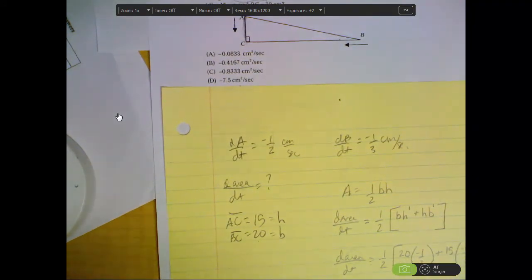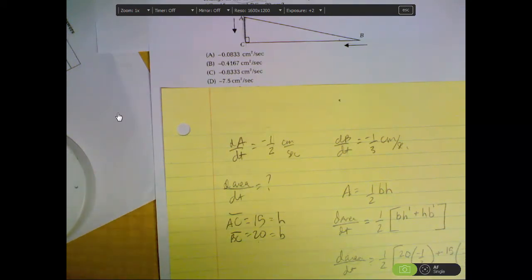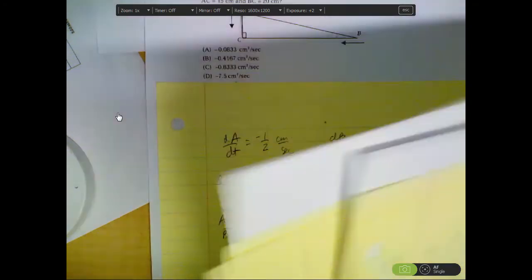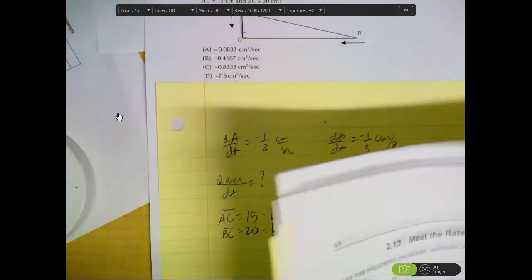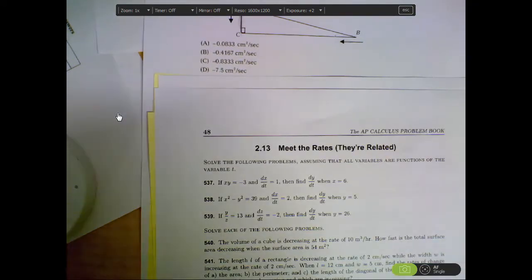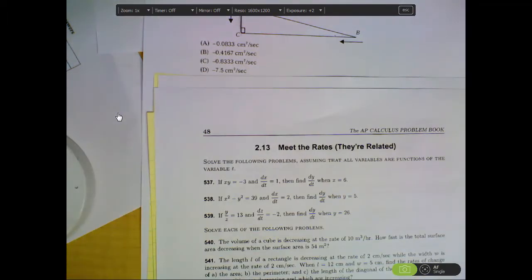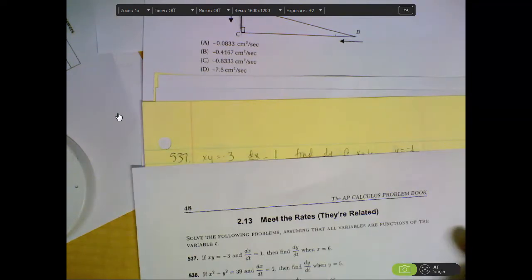Okay, now I'm going to hand you out in class these problems, and we're going to do them together. So let's start with number 537. So again, you should already have this. I'm going to walk you through it.